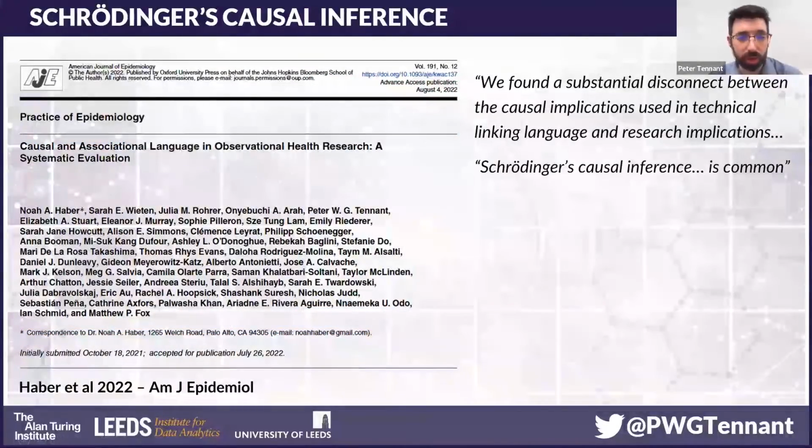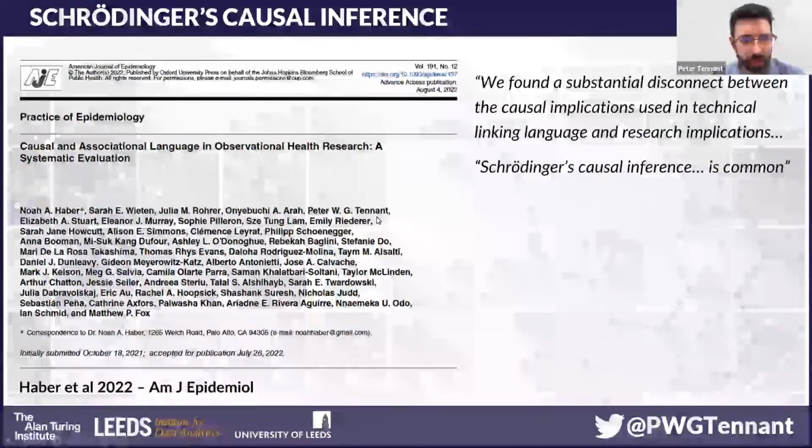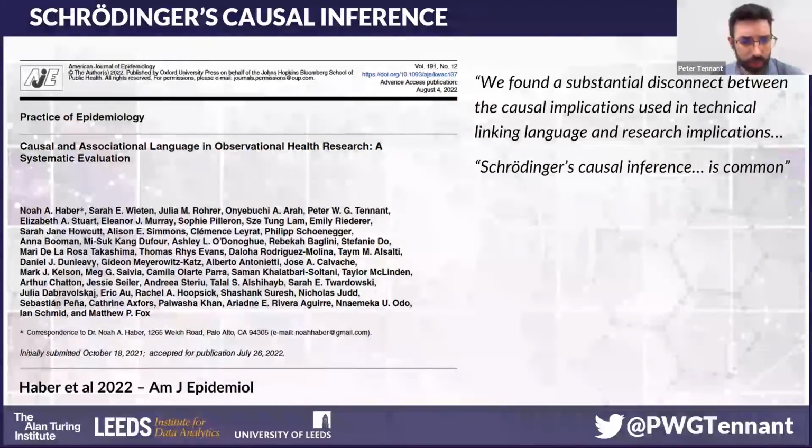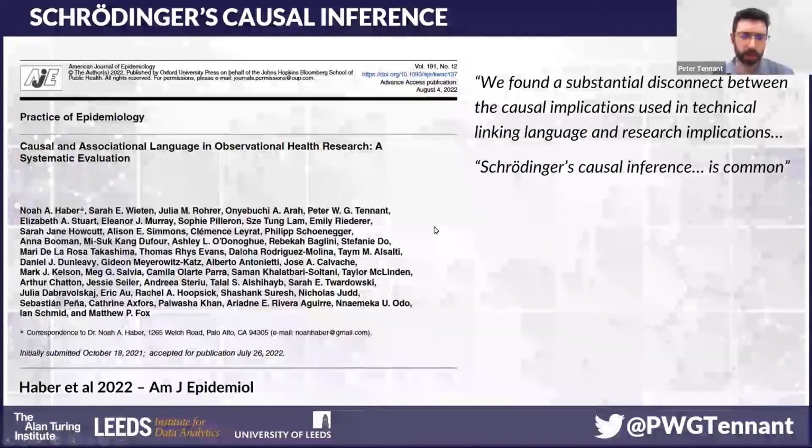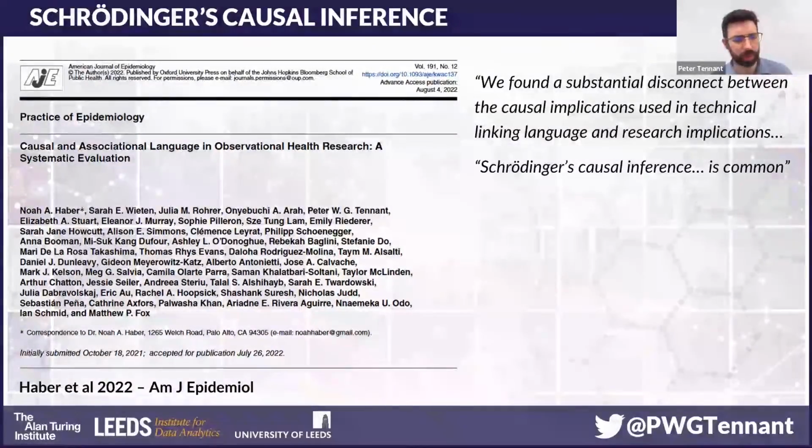And that problem of Schrodinger's causal inference is very common. So I was very fortunate to be involved in this large review that was conducted over the last 2 or 3 years by Noah Haber and colleagues, as you could see, in the American Journal of Epidemiology. And that looked at over 1,000 different health and medical articles from, I think, the last 10 to 20 years, and basically examined the language that they used and whether or not causal inferences were made.